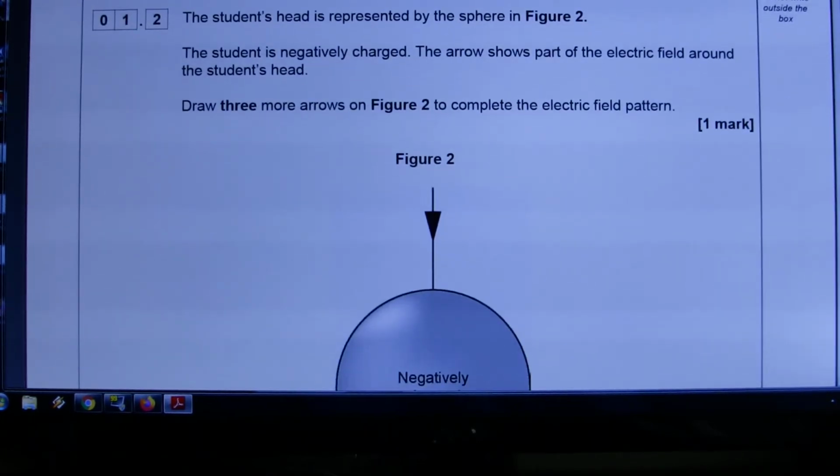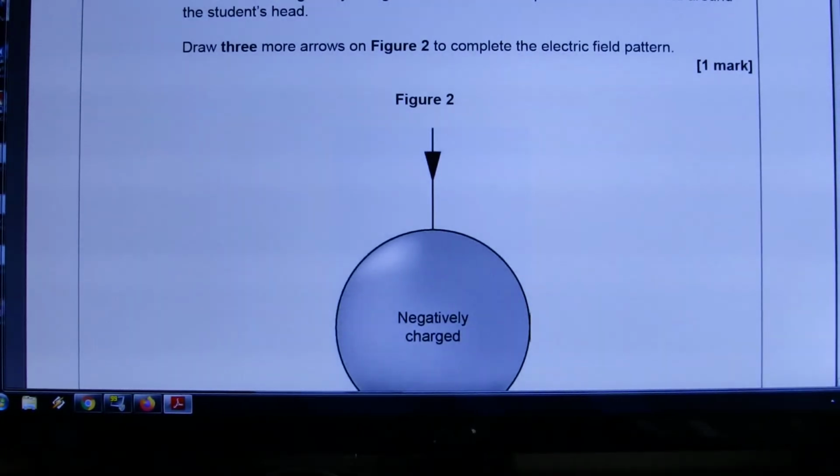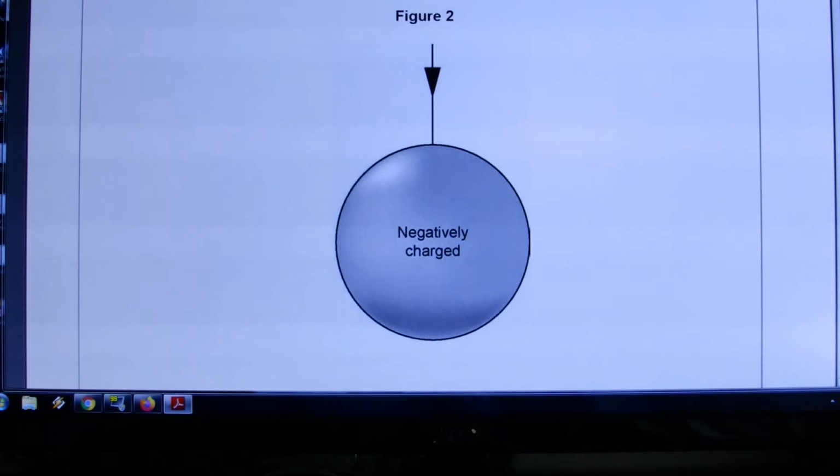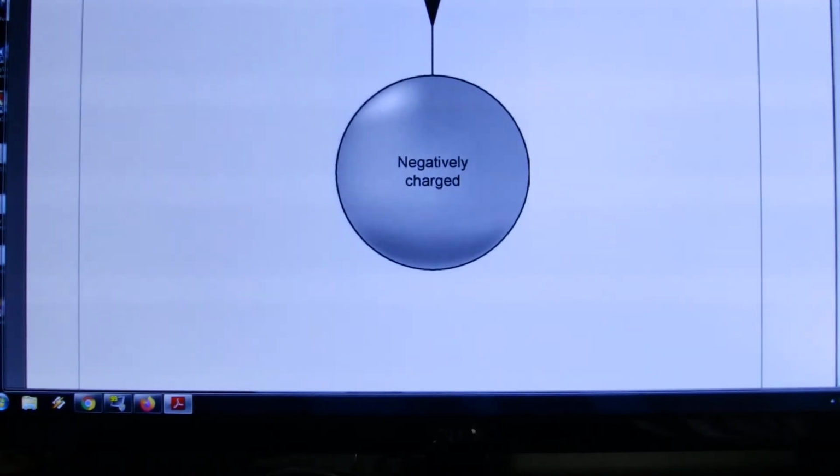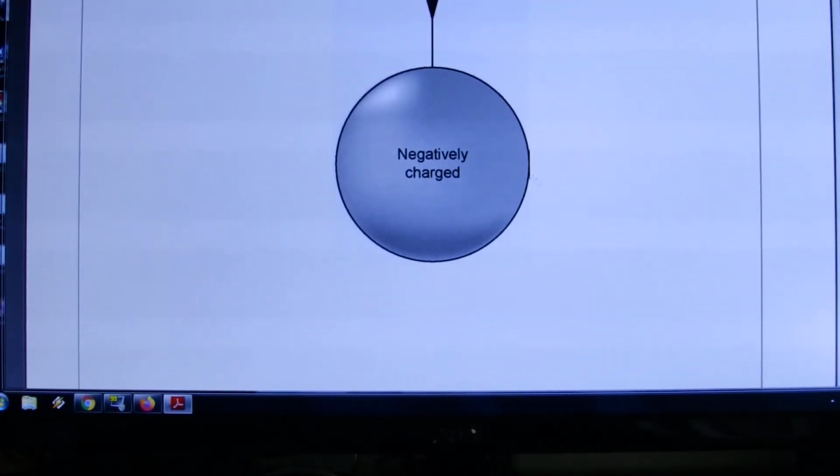The student's head is represented by the sphere in figure 2, a perfectly spherical head. Wow. You guys got upset when we approximated the Earth shape to a sphere. The student is negatively charged. The arrow shows part of the electric field around the student's head. Draw 3 more arrows to complete the electric field pattern. I haven't checked the answers, and I'm a virologist, but this is only GCSE.